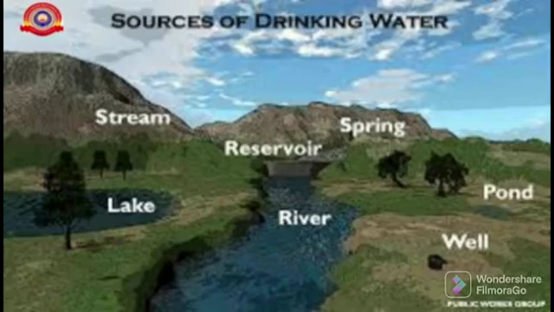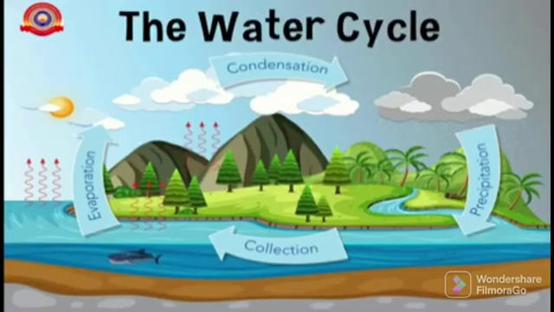Let's see the different sources of drinking water: stream, lake, reservoir, spring, river, pond, and well. The water cycle. The four main processes included in the water cycle are condensation, precipitation, collection, and evaporation.